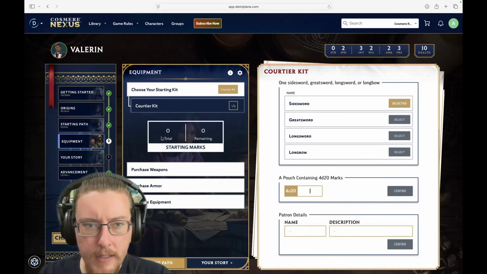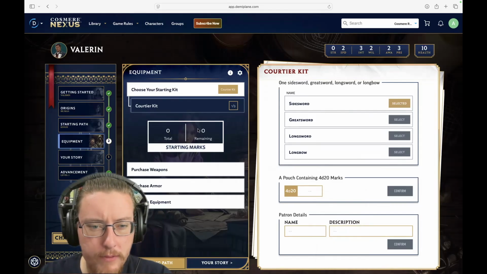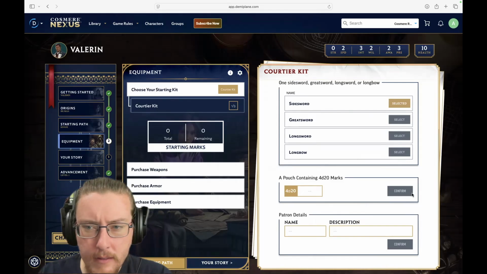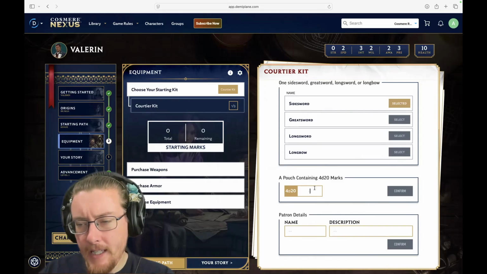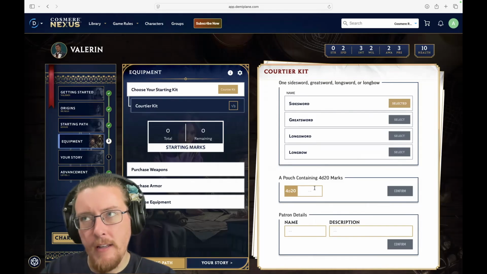4d20 marks. Do we get to roll for that? Okay. At this point, I would roll a d20 4 times and add that all up. Let's see. What is the average there?